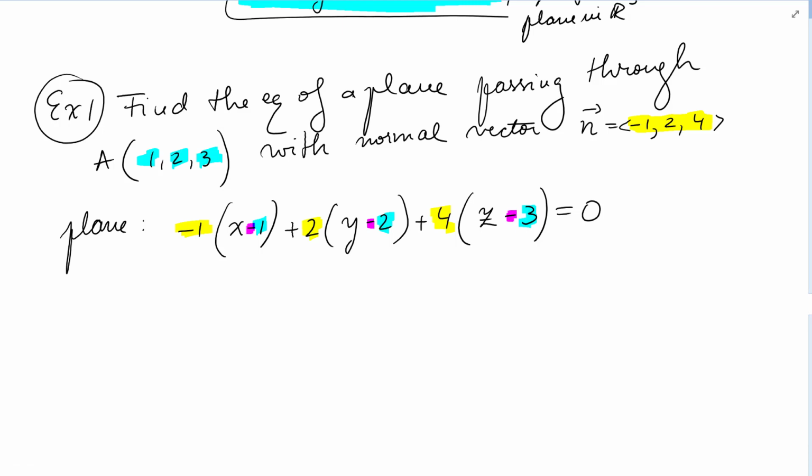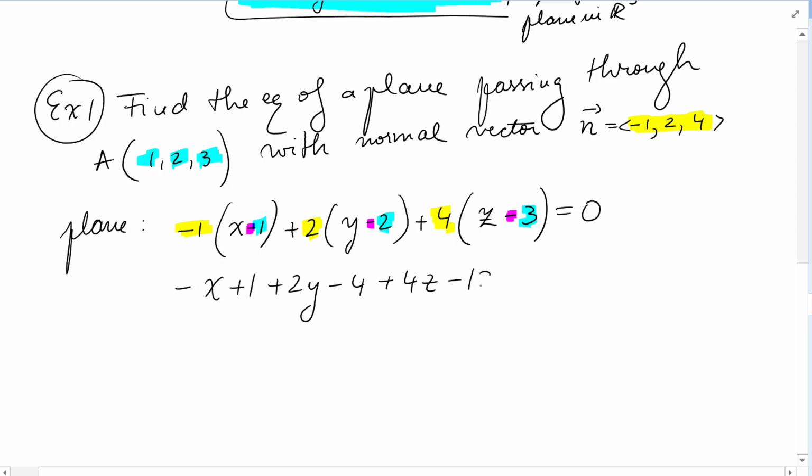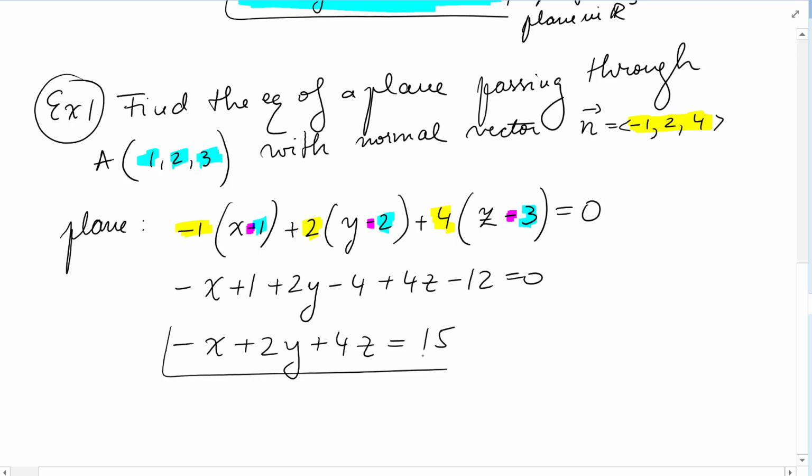So if we open up the parentheses, we get negative x plus 1 plus 2y minus 4 plus 4z minus 12 equals 0, which is negative x plus 2y plus 4z equals 15. So this is the equation of the plane.